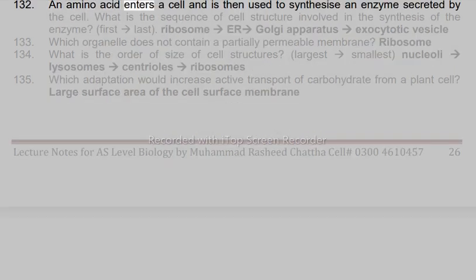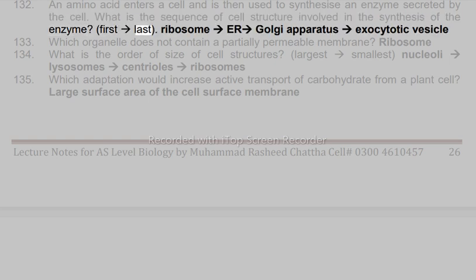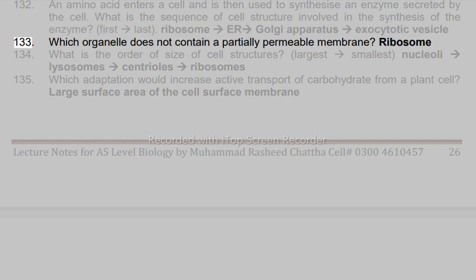Vesicles. 132. An amino acid enters a cell and is then used to synthesize an enzyme secreted by the cell. What is the sequence of cell structures involved in the synthesis of the enzyme? First to last: ribosome, ER, Golgi apparatus, exocytotic vesicle. 133. Which organelle does not contain a partially permeable membrane?